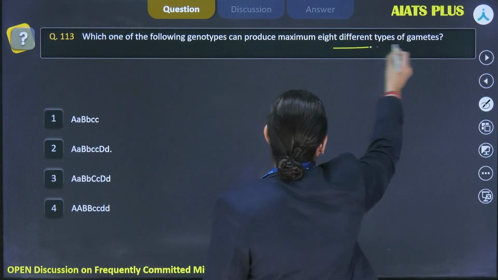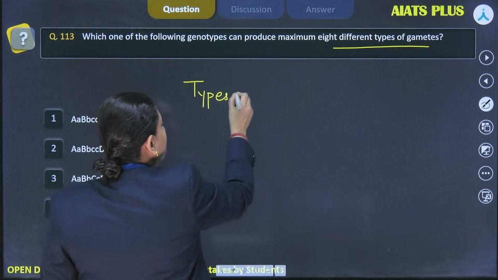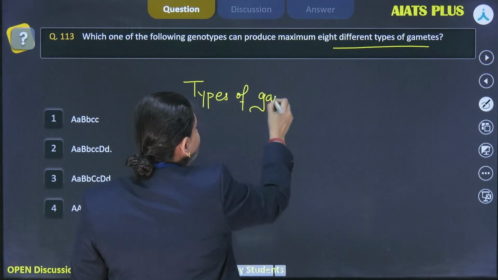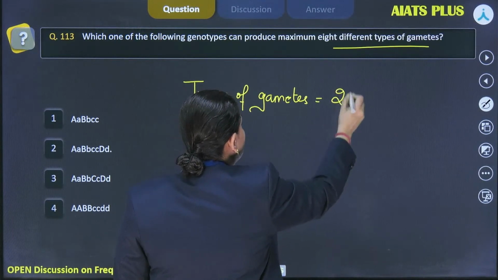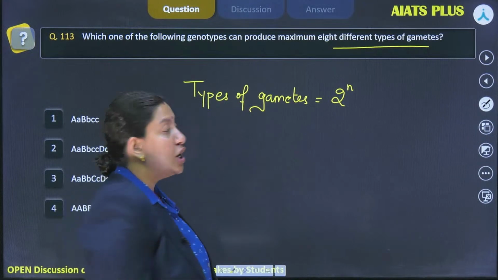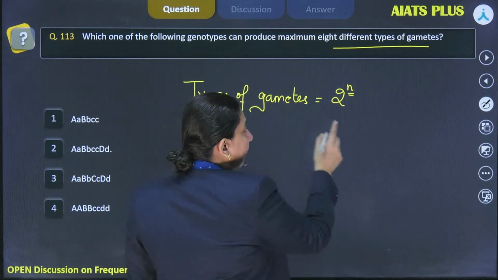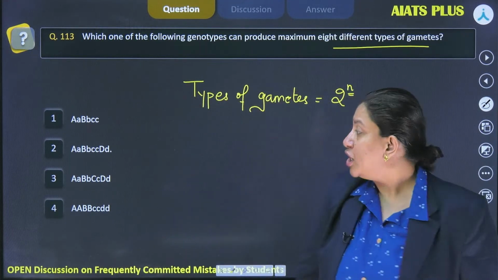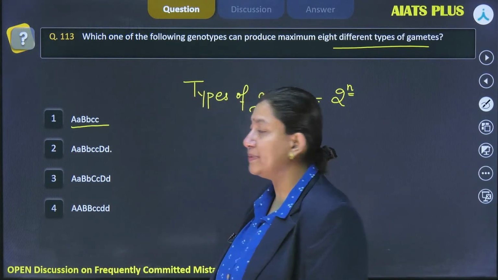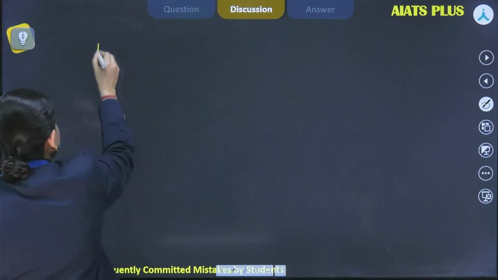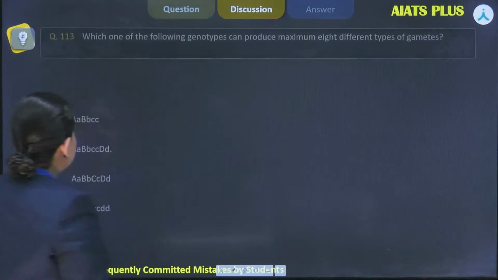So when we talk about the types of gametes, they can be calculated with the formula 2 to the power n, right? Here n is the number of heterozygous loci present. If we see the very first genotype, that is capital A small a, capital B small b, and small c. This is what's been given.